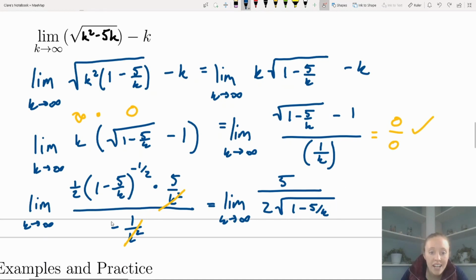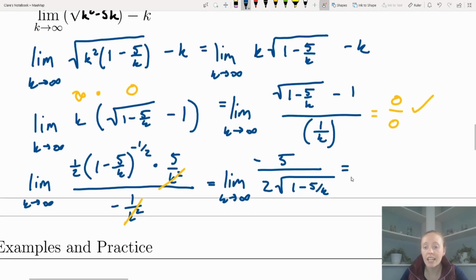And remember, this negative did not get canceled out in my denominator, so my overall fraction is negative. So what's left within here as k approaches infinity? 5 over k goes to 0. So I'm left with negative 5 over 2 times the square root of 1 minus 0, or the square root of 1, which is just 1. So this is negative 5 over 2, or negative 5/2, as my solution in example 4.